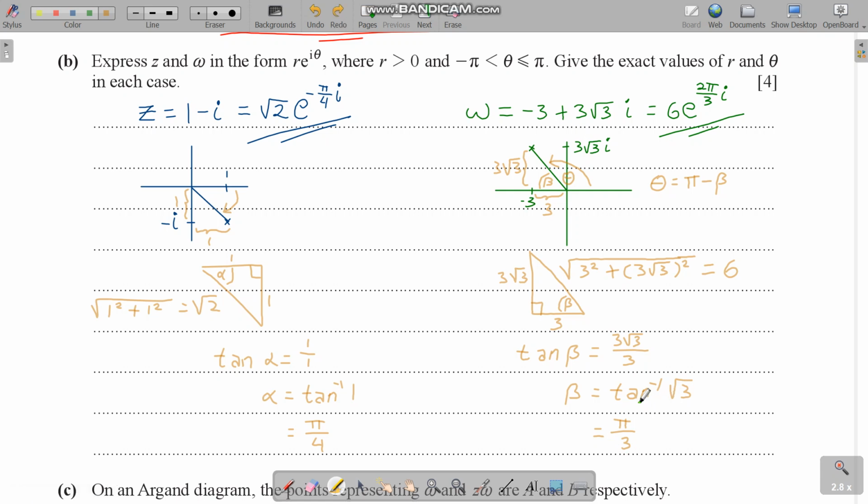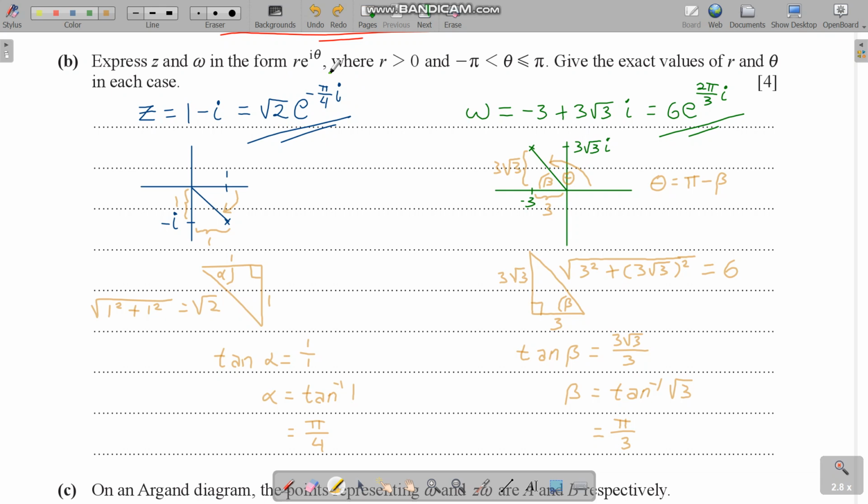So now for the exponential form, we use the hypotenuse or the modulus. So the r is the modulus or the hypotenuse, and the theta is the angle from the positive real axis. So this is the positive real axis. Since it's clockwise direction, it's actually negative this angle, so negative the angle alpha, which is pi over 4. That's why we have minus pi over 4. This is the z in exponential form.